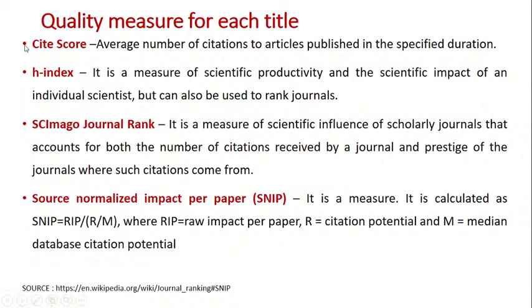Another important one is SNIP, source normalized impact per paper. It is calculated as RIP divided by R by M, where RIP is raw impact per paper, R is citation potential, and M is the median database citation potential. So this measure is also available. They are using CiteScore, H-index, SCImago Journal Rank, and source normalized impact per paper.